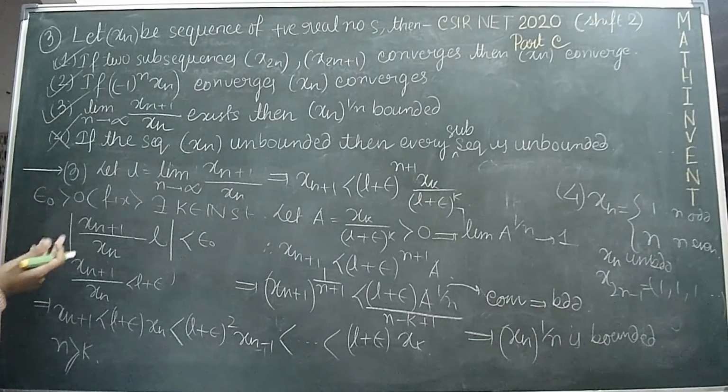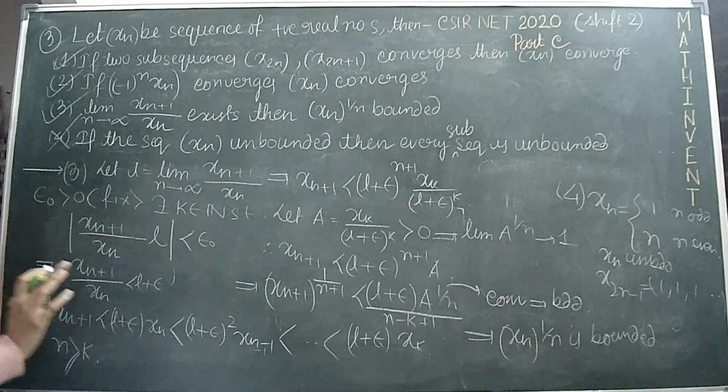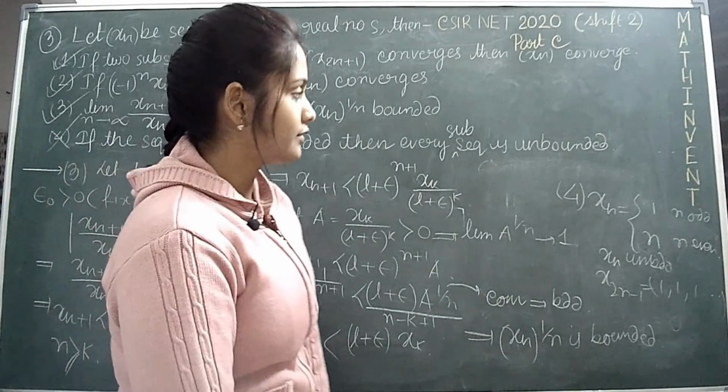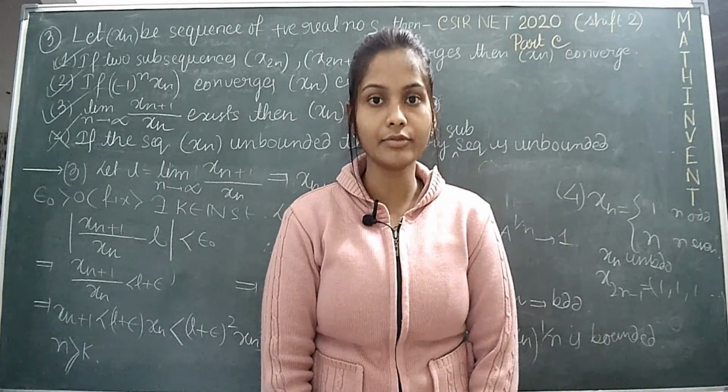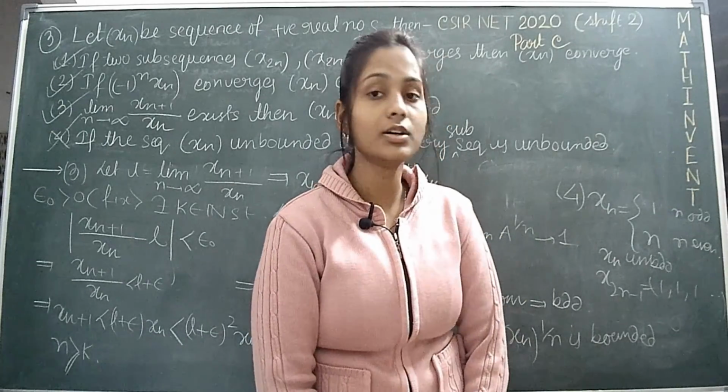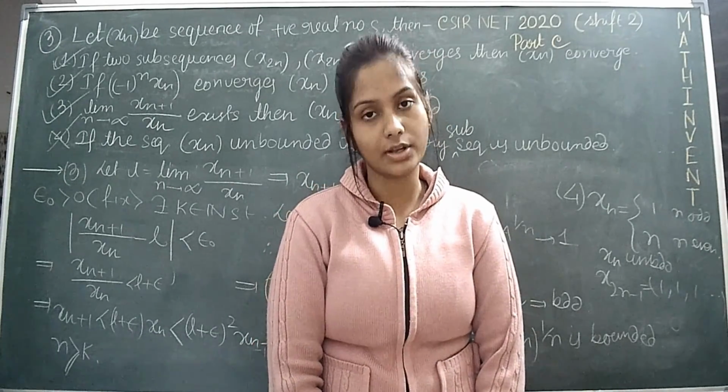So here the correct options are 1, 2 and 3. So we have done every question which was asked in the CSIR NET 2020 exam from this chapter, sequence and series of real numbers.